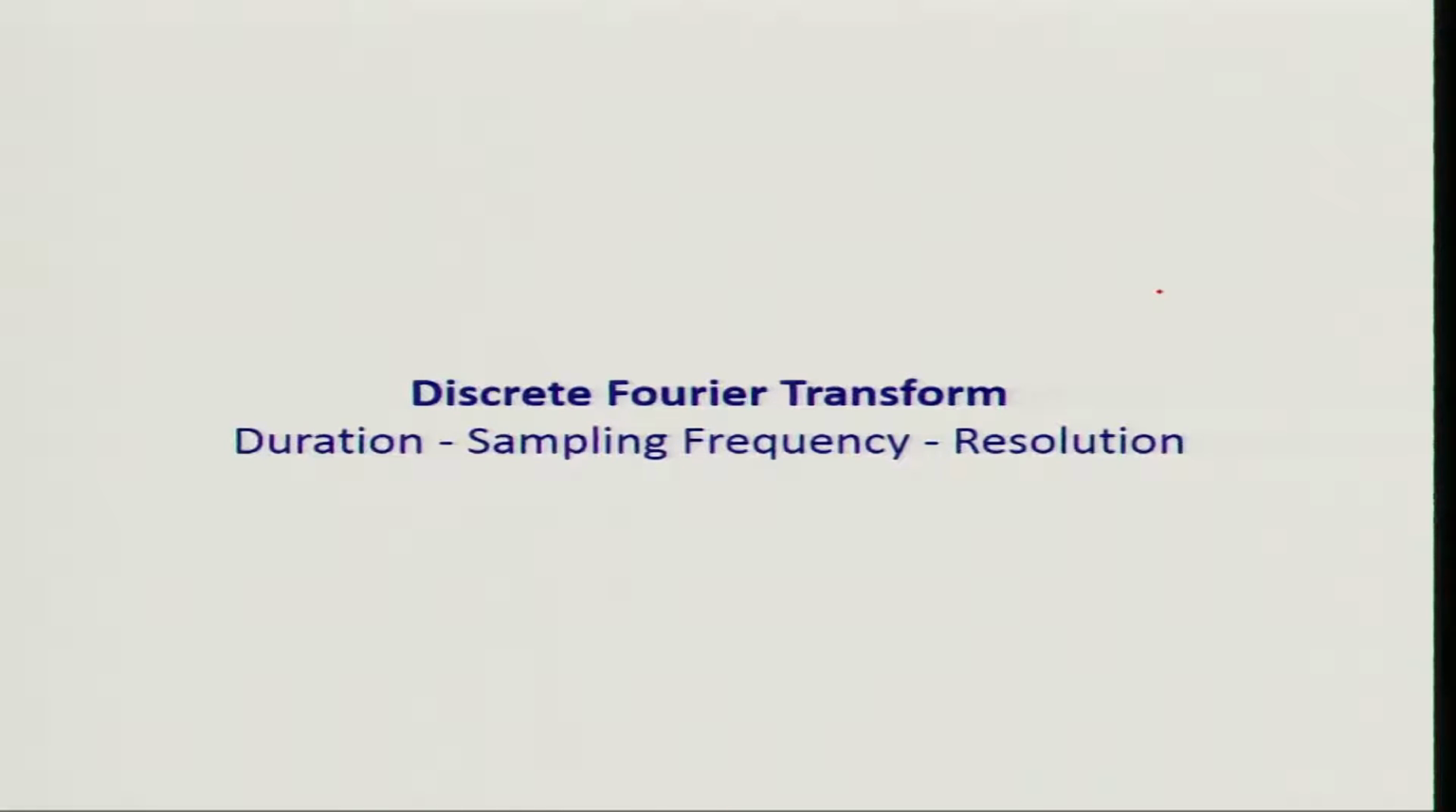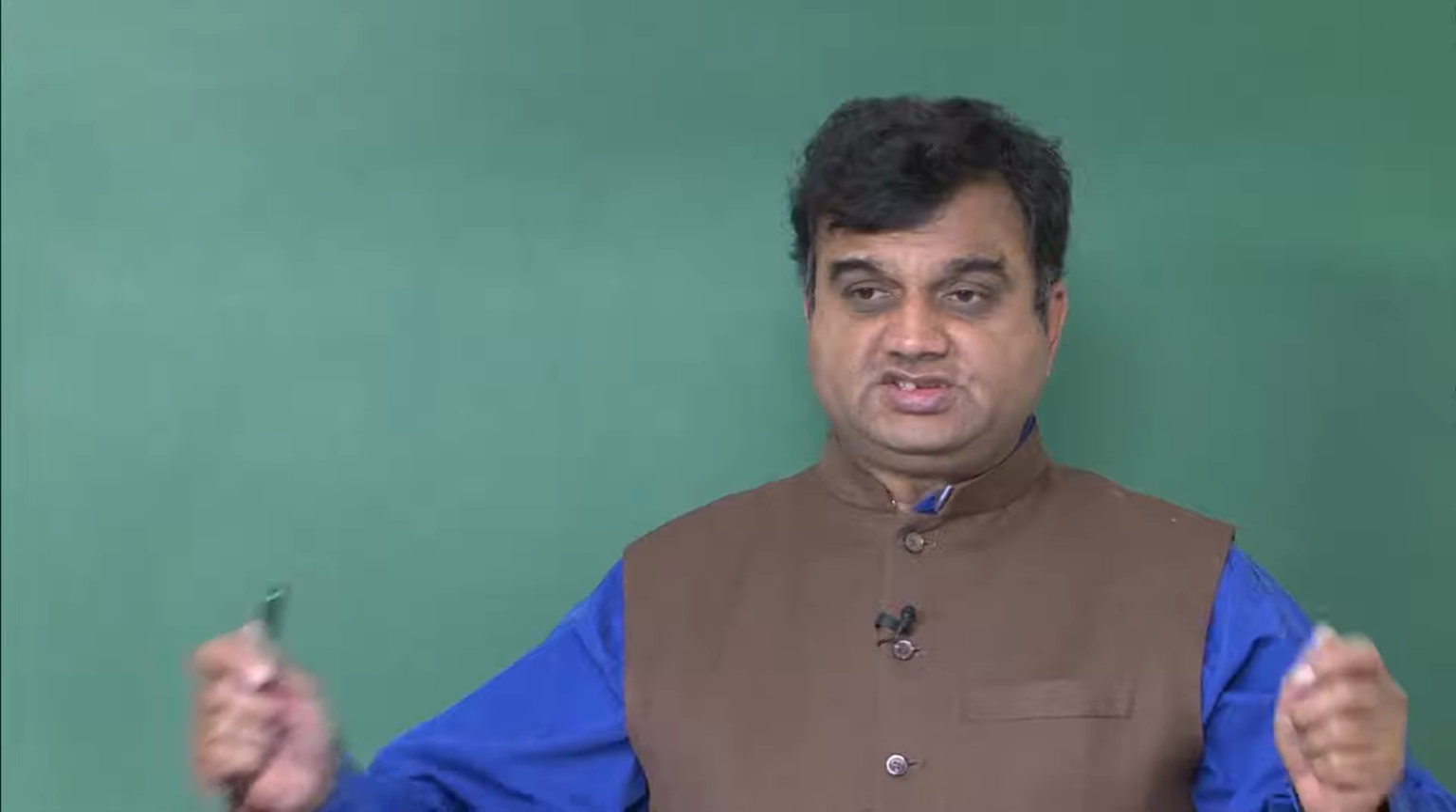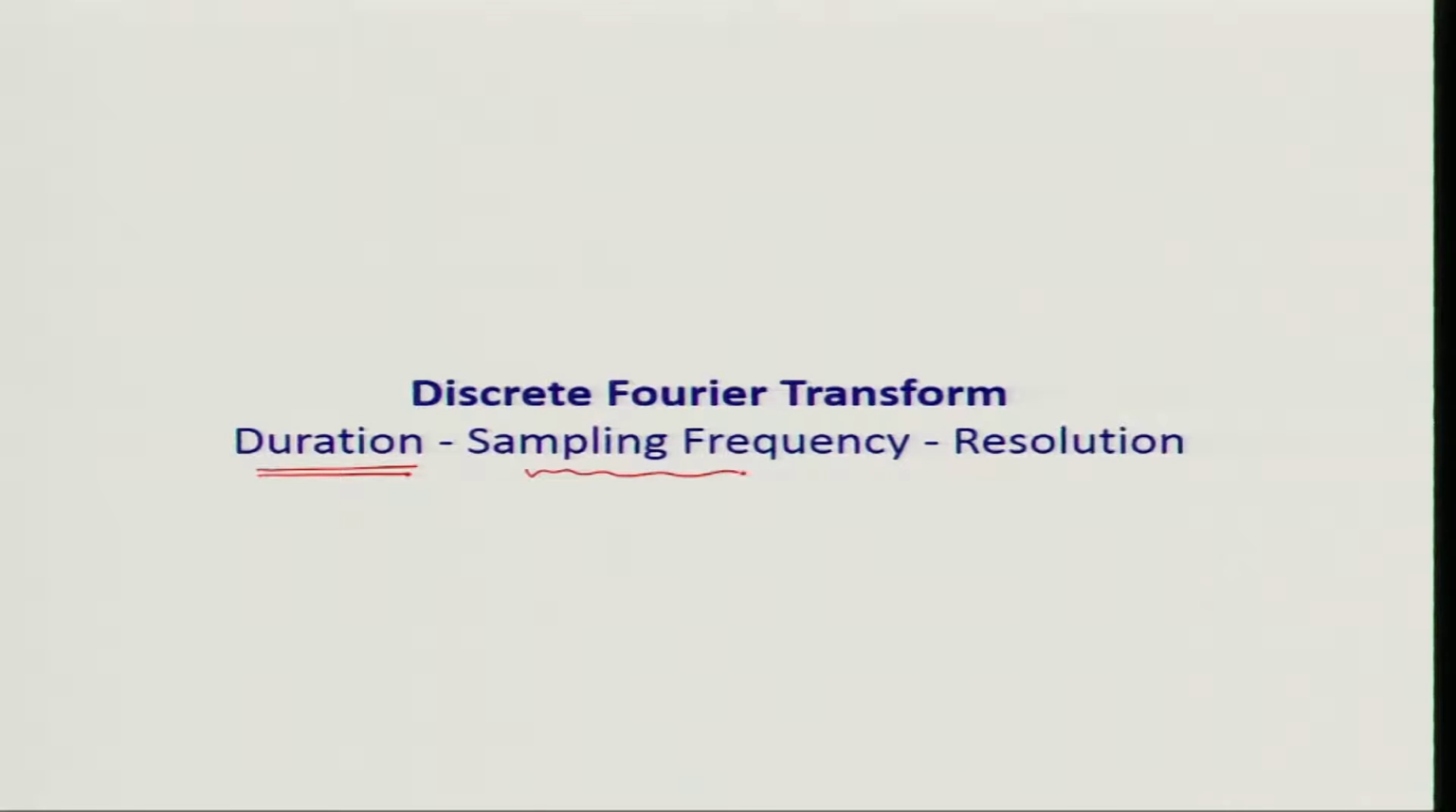In the remaining portion of this lecture, we will discuss how the duration of the signal affects the goodness of our results. I can record a signal for 1 second, 2 seconds, 3 seconds, and which of the results will be better? Second, how does sampling frequency influence our results? And the third theme is the relationship between frequency resolution and all these parameters. So, these are 3 important parameters.